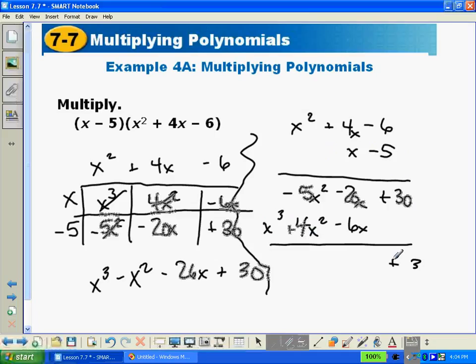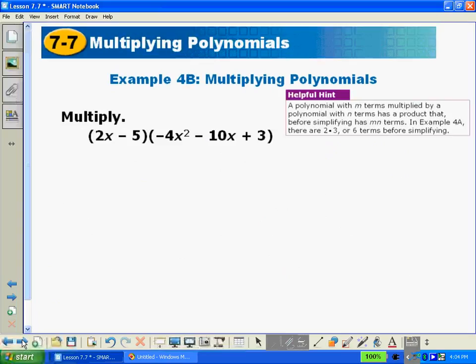So you have positive 30, negative 26x, negative x squared, and x cubed. And both ways we got the same answer. So you can choose which method you like the best, the horizontal method, the rectangle method, or the vertical method.